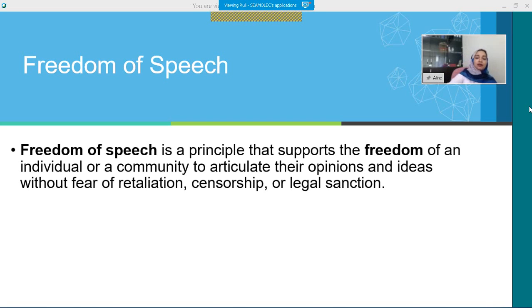Okay, starting talking about citizen journalism, we will also have to start looking at the freedom of speech. Freedom of speech is a principle that supports the freedom of an individual or a community to articulate their opinions and ideas without fear of retaliation, censorship, or legal sanction. So, when freedom of speech is delivered in the United States of America, the first term of freedom of speech, it's where people can actually express their ideas, their opinions without fear or retaliation.